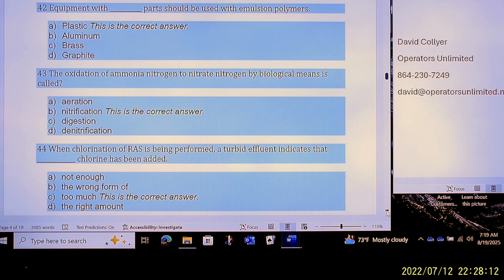Number 42. Equipment with blank parts should be used with emulsion polymers. A is plastic, B is aluminum, C is brass, D is graphite. The answer to 42 is A, plastic.